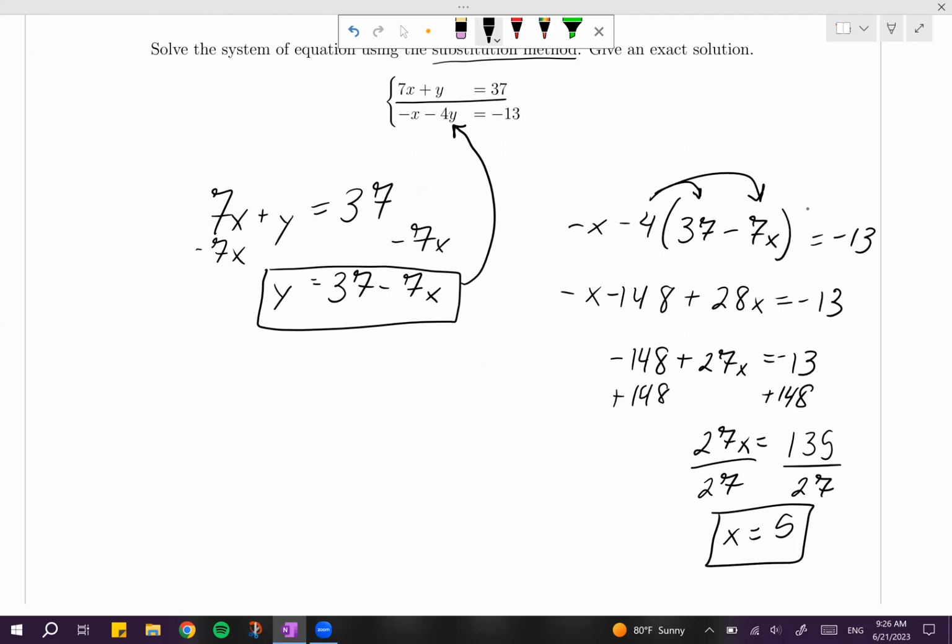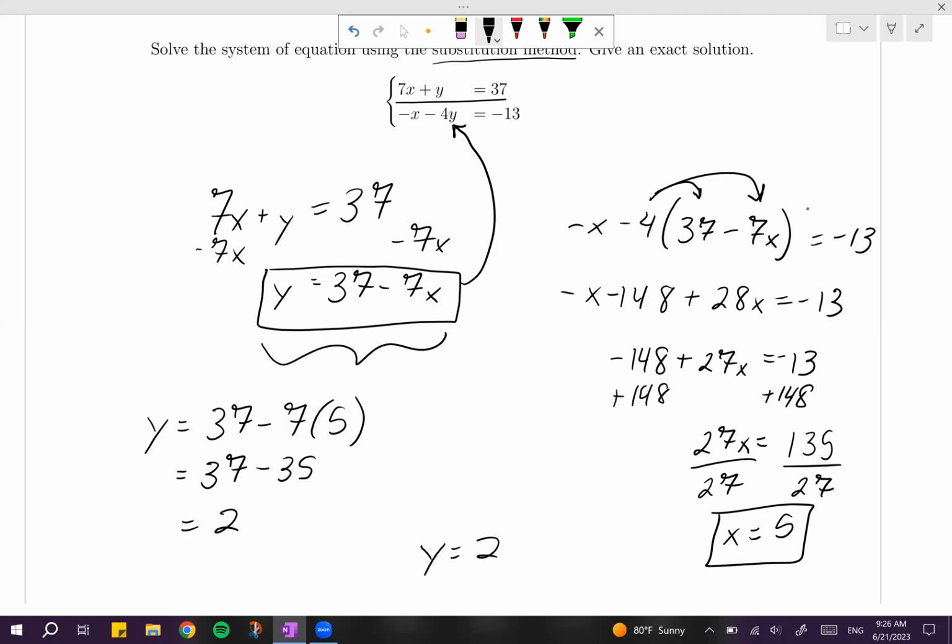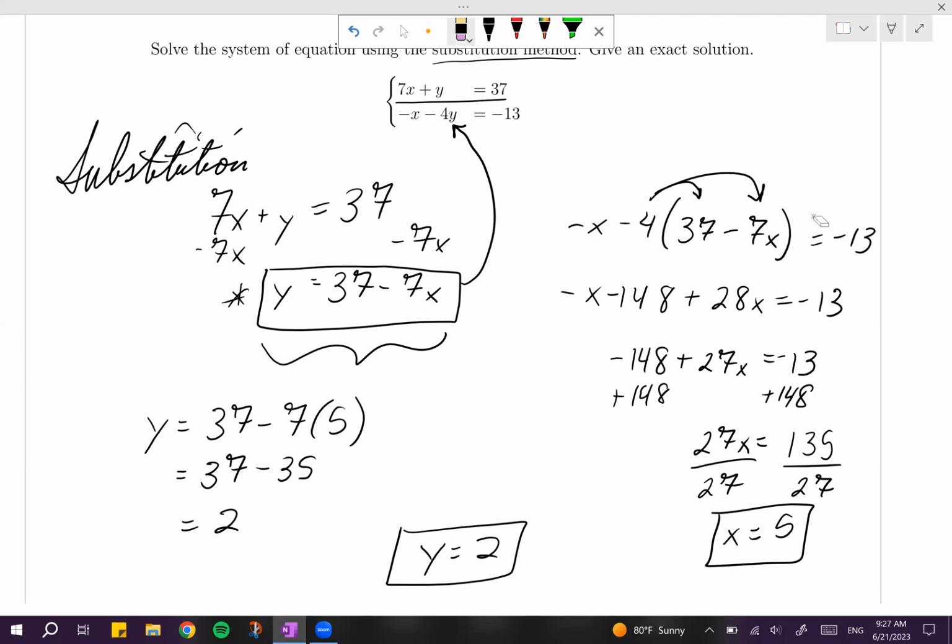Alrighty, so now that I've got x, I can find y using what we have here because we found y in terms of x. So I'm going to plug in x is equal to 5, and I'm going to get y is equal to 37 minus 7 times 5, which is 37 minus 35, which is 2. So y equals 2. All right. So now that I've got my answer, this is the substitution method. And it comes from solving for one of the variables like we did here and substituting it into the second equation.